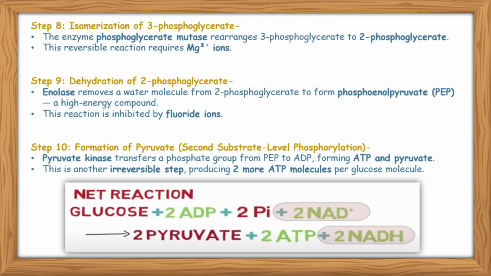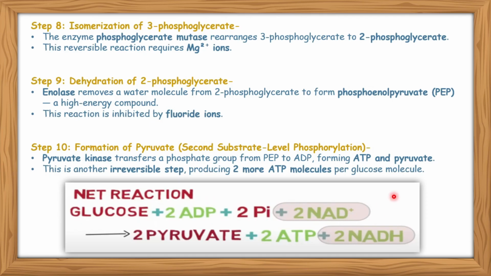Next, formation of pyruvate. Second substrate level phosphorylation. Pyruvate kinase then transfers a phosphate group from phosphoenolpyruvate to ADP, forming ATP and pyruvate. This is another irreversible step, producing 2 more ATP molecules per glucose molecule. So what is the net reaction? Glucose reacts with 2 ADP, 2 inorganic phosphate and 2 NAD+.